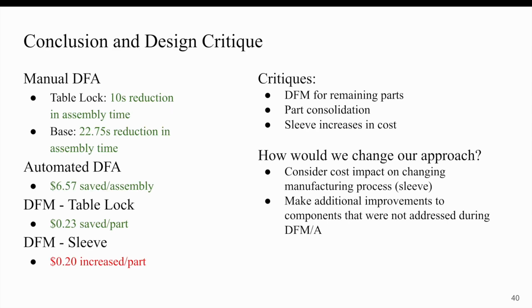To conclude, we were able to decrease the table lock assembly time by 10 seconds and the base assembly time by 22.75 seconds. We were able to save $6.57 per assembly. Our DFM for the table lock saved 23 cents per part.